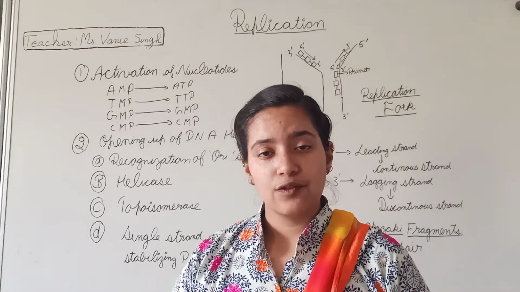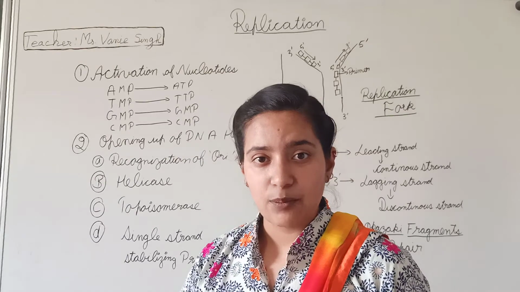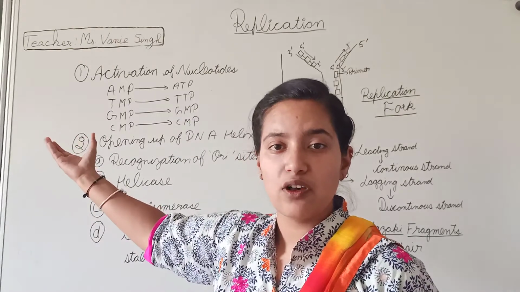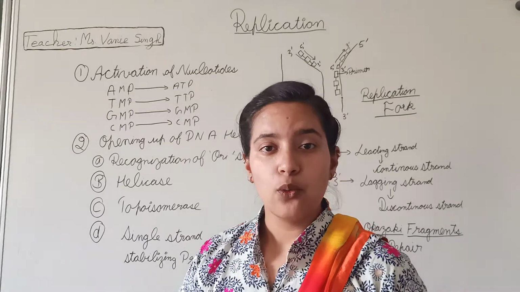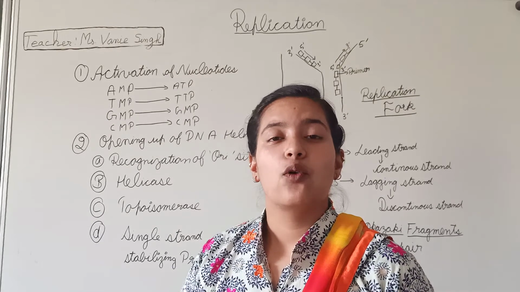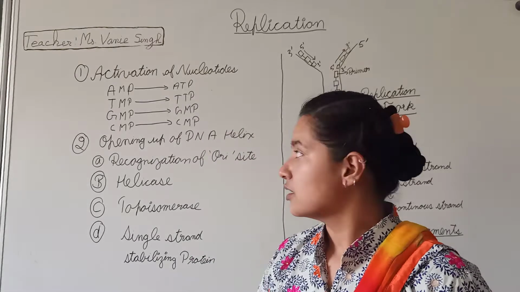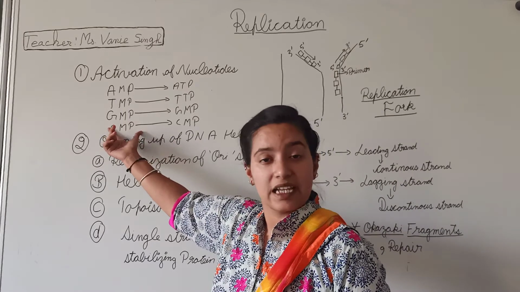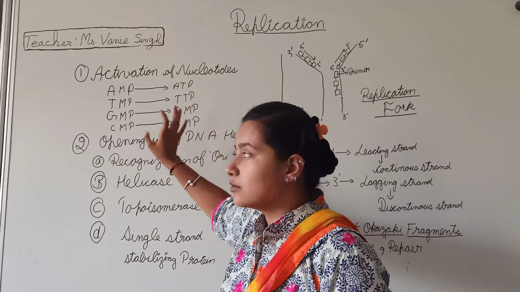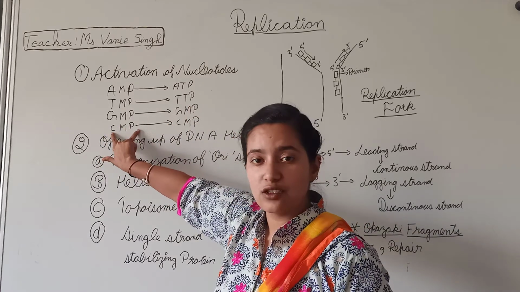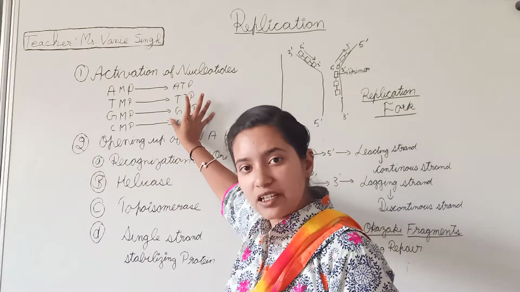One more important thing: when they are in the AMP, CMP and so on, in the monophosphate condition, they are in the inactive form. They become active only when they are in the triphosphate form. So, this one is the inactive form and this one is the active form. Is my point getting clear?